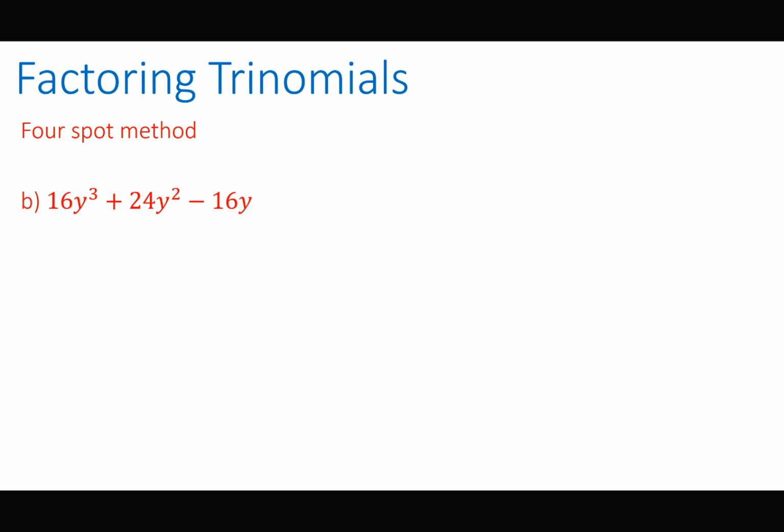All right, let's do another one with that 4 spots. So we have 16y cubed plus 24y squared minus 16y. So that cross only works for quadratics. This is a cubic. But again, the first thing we should look for on any factoring problem is, is there a GCF that I can bring out that'll make things a little bit easier?